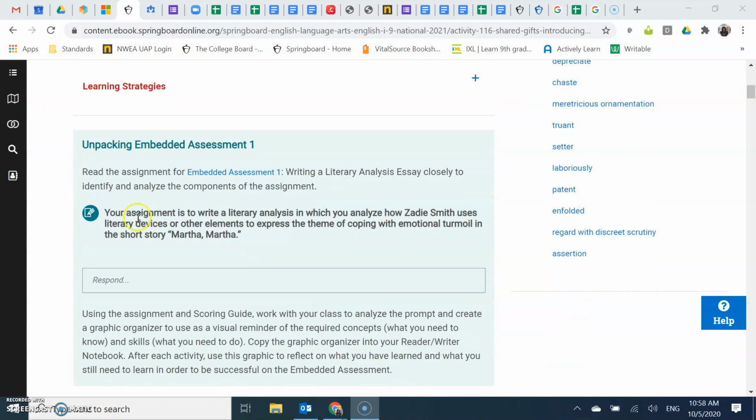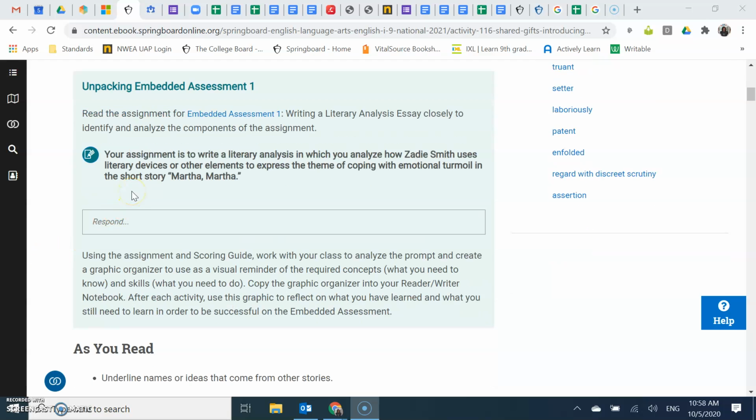So, unpacking the embedded assessment: read the assignment for embedded assessment 1, writing a literary analysis essay, closely to identify and analyze the components of the assignment. Your assignment will be to write a literary analysis in which you analyze how Zadie Smith uses literary devices or other elements to express the theme of coping with emotional turmoil in the short story Martha, Martha. So there's a lot there. First of all, we're talking about literary analysis.